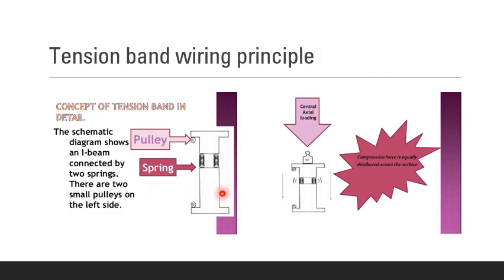I-beams are connected by two springs. There are two pulleys on the left side. When central axial loading is applied using a weight, on either side there will be compression forces which are distributed equally, and the two springs will be compressed simultaneously.